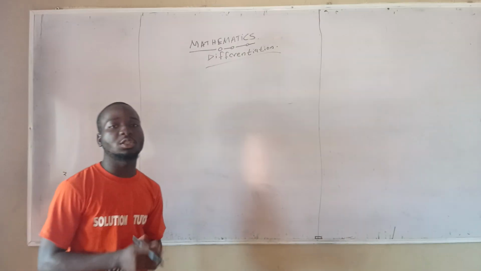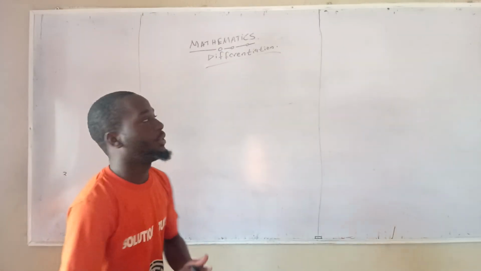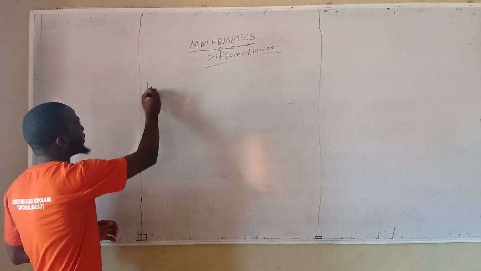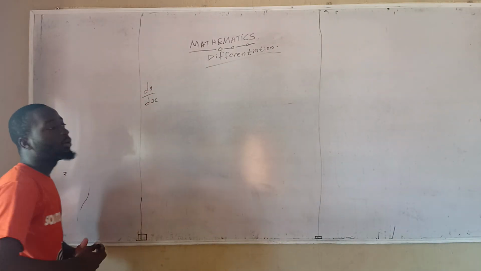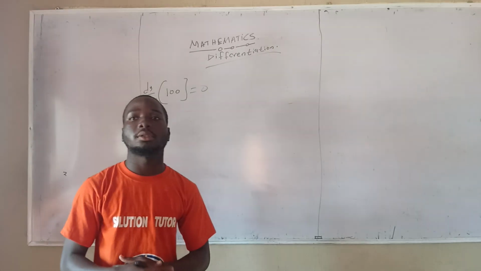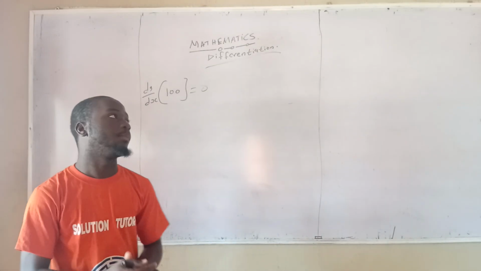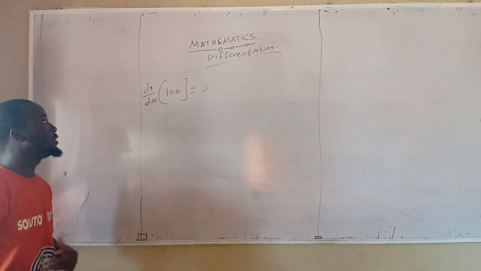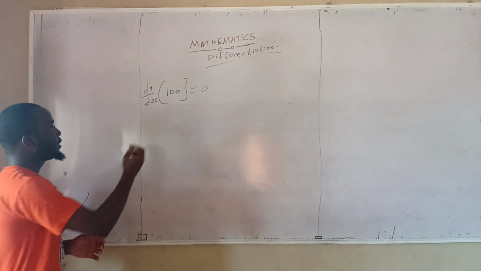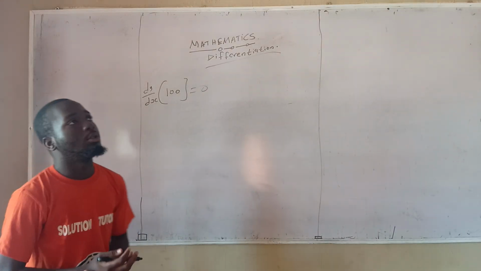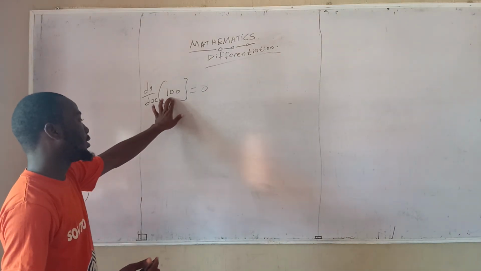The first thing you have to know is that the differentiation of any number is what? 0. So differentiation of any number is 0. You have to know that. Maybe the differentiation of 100, what is the differentiation of 100? d/dx of 100, you said what? 0. Differentiation of any number, 1 million, of anything, of any number, it is what? 0.